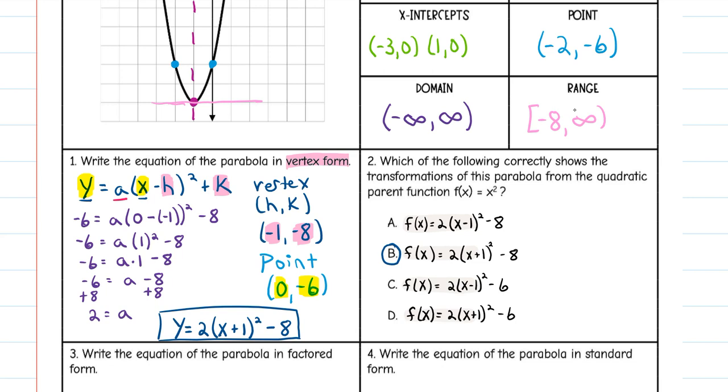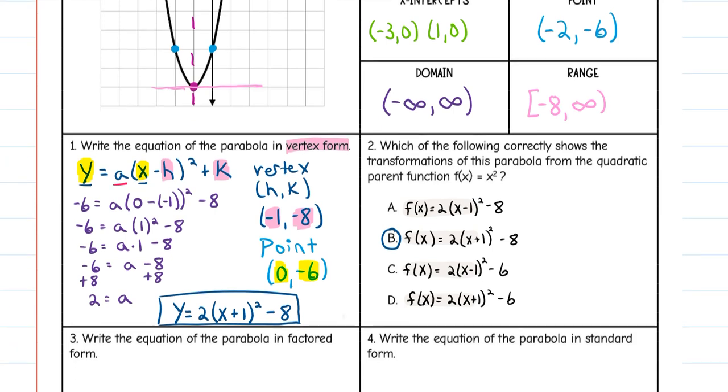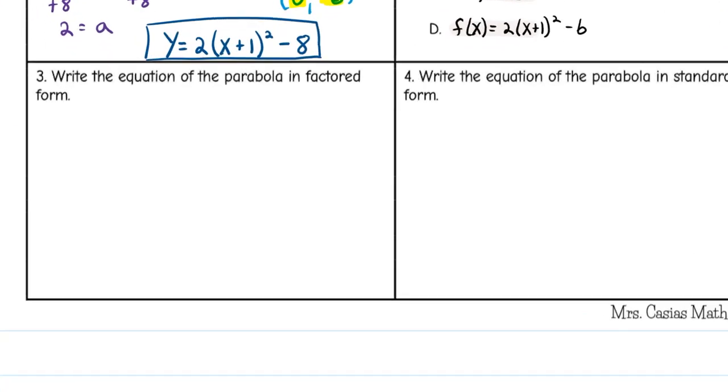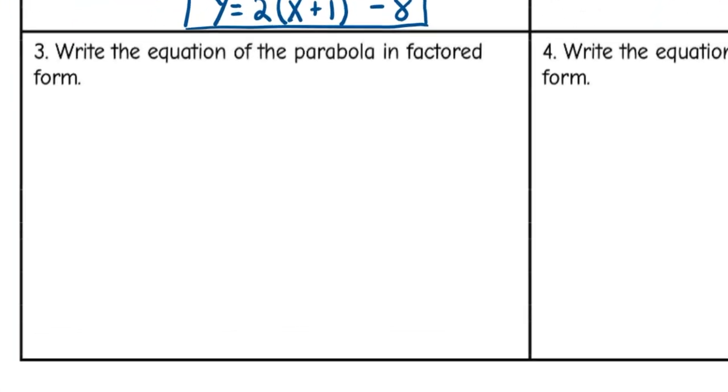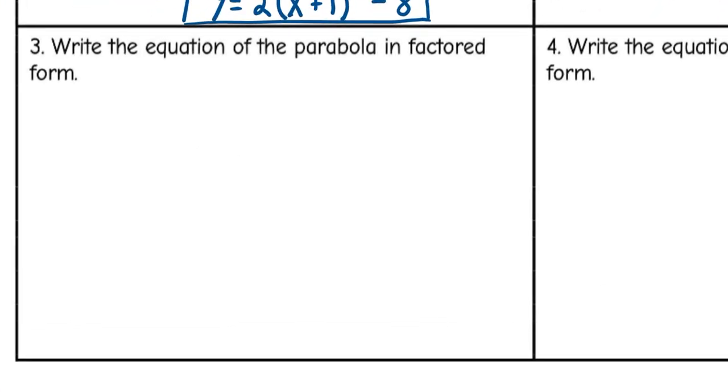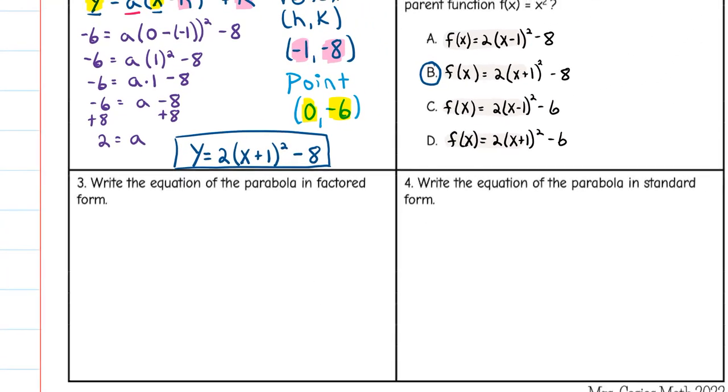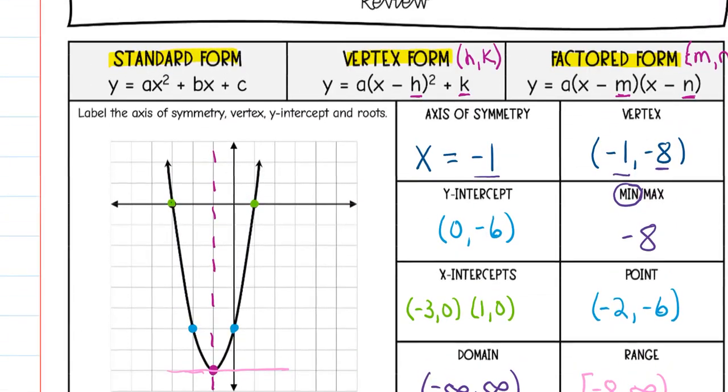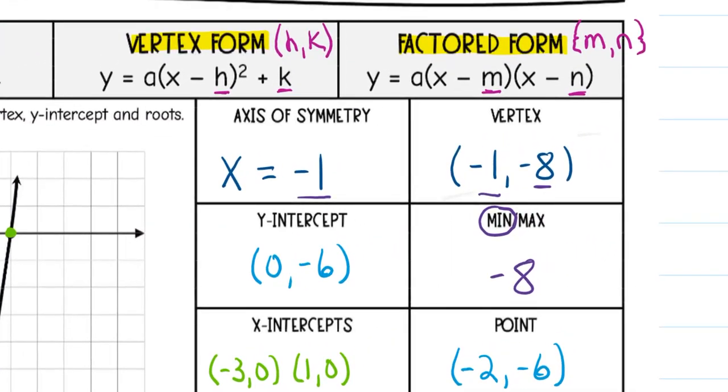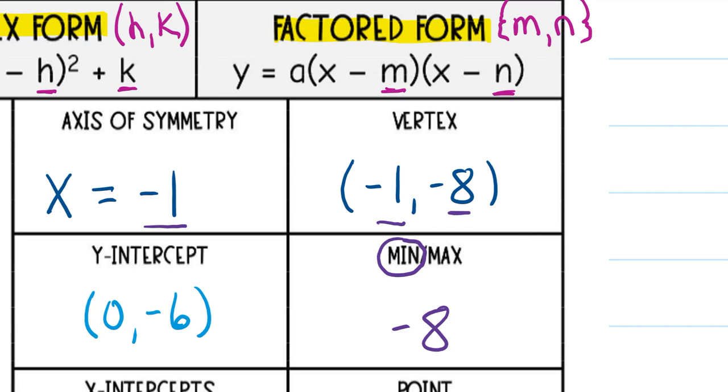All right, so let's move on to how we would do that if we wanted to put it into factored form. Now, we're going to pretend that we didn't just solve for the a term and that we don't know the a term. So if we were starting from the beginning again, and we wanted to write the equation of the parabola in factored form, just to recall, factored form is y equals a times the quantity of x minus m times the quantity of x minus n.